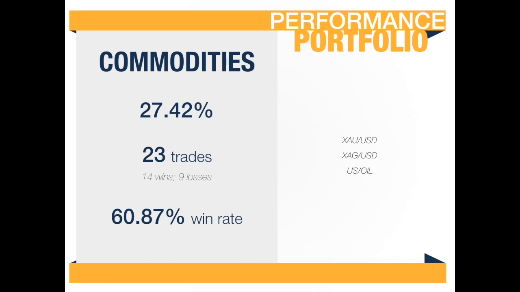And the last portfolio that we have is commodities, basically gold, silver, and oil. The oil here is against the US dollar, so it's the WTI. And this commodities portfolio produced a return of 27% over 23 trades with a pretty high hit rate, over 60%.